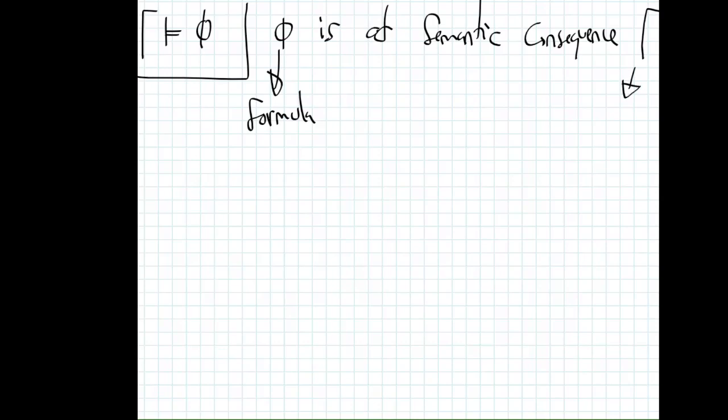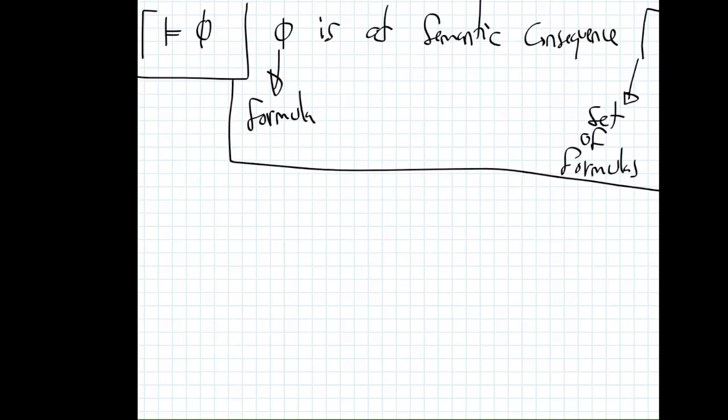So this is a set or a group of formulas. So what does this mean? What does a set of formulas mean? A set of formulas equals any group of formulas, like let's say that one, and psi, then this one.